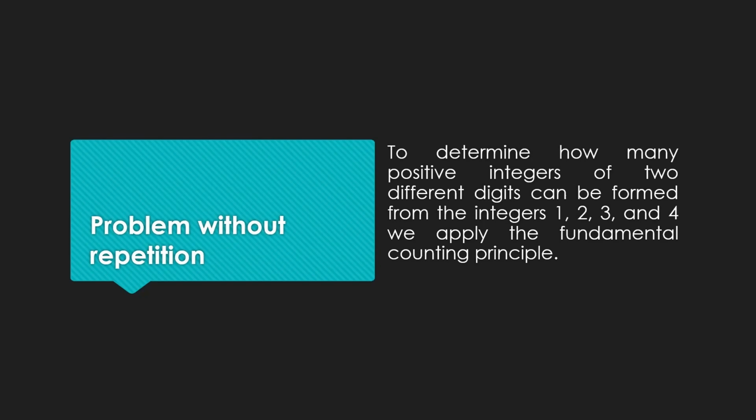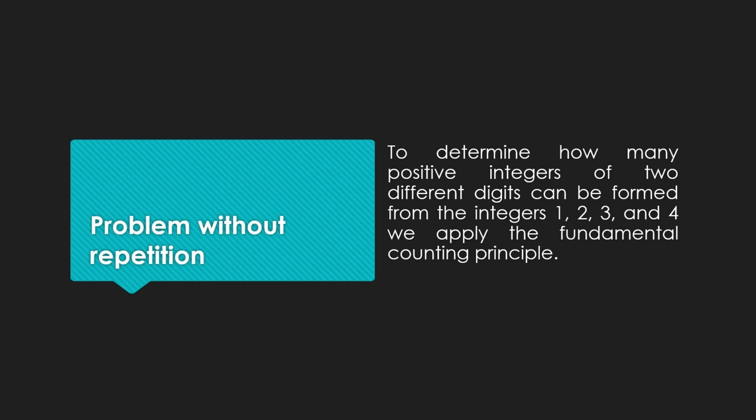Alright, so we have here another problem, but this second problem is a little bit different from the first example that we have presented. This one is a problem without repetition, but still using the fundamental counting principle. Now, according to the problem, to determine how many positive integers of two different digits can be formed from the integers 1, 2, 3, and 4, we apply the fundamental counting principle.